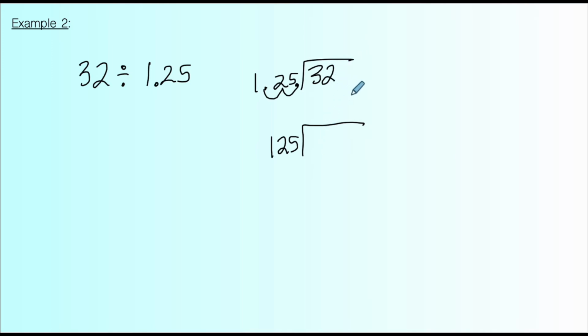So first off, where is the decimal point? I don't see a decimal. Well, every whole number has a decimal right at the end. And since we moved it over twice for 1.25, we're going to move it over twice for 32. That moves it here. And I need to add in some placeholder zeros. Ooh, so now I've got 3,200 as my dividend. And now I can do my division as I normally would.